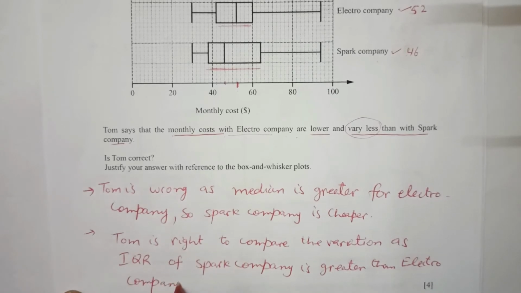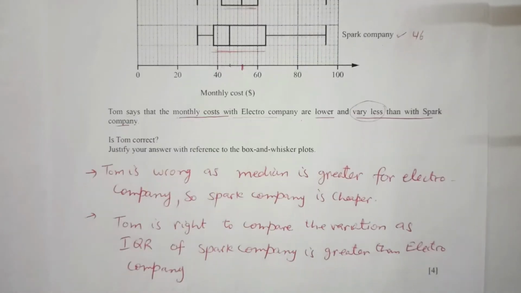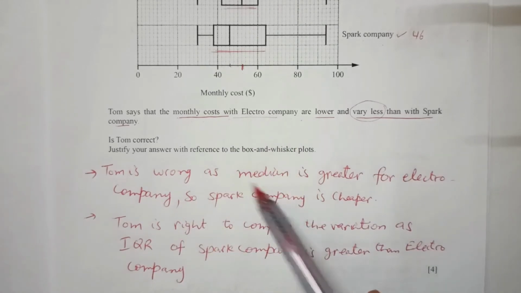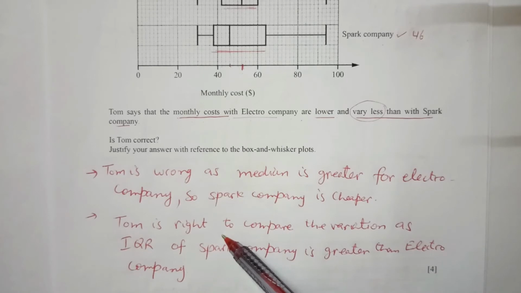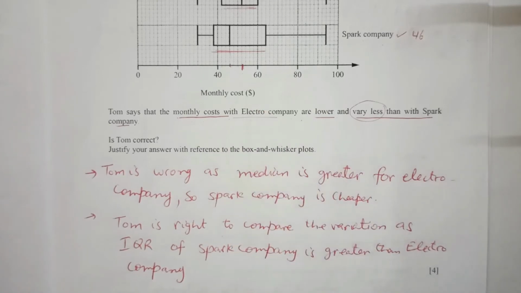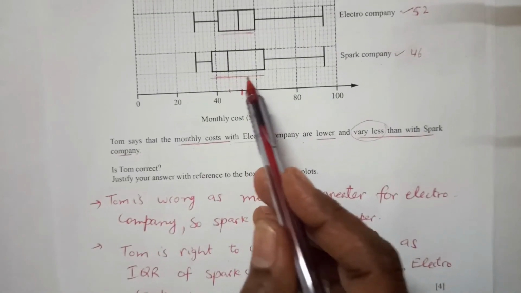So you can see we cannot say he is totally wrong or he is totally right. There were 2 points. In one he is wrong, in the second one he is right. The first one we are comparing the median, and in the second we are comparing the interquartile range.